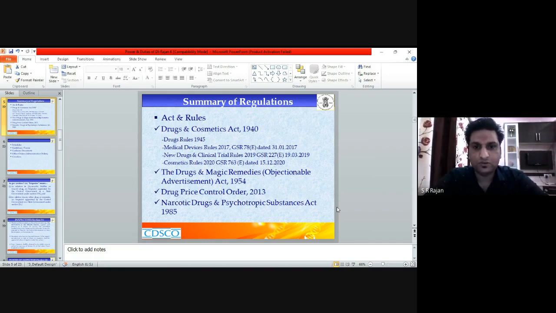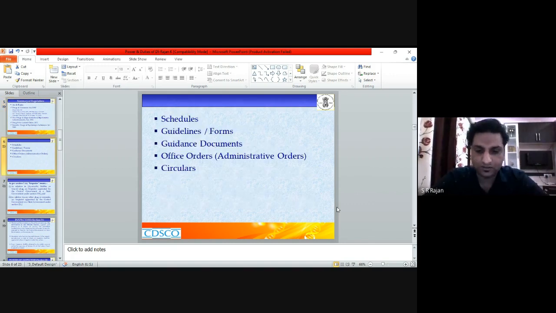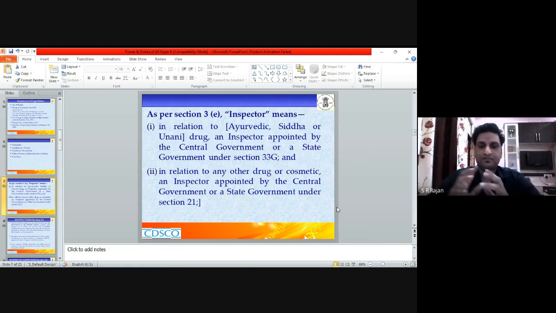DPCO Drug Price Control Order 2013, and the Narcotic Drugs and Psychotropic Substances Act. These are the acts mainly under which the drug inspector comes across. Various schedules are prescribed for the regulation of these drugs, along with guidelines from time to time, guidance documents issued by the licensing authorities, office orders, administrative orders and circulars. These are the main parameters under which the inspector acts.